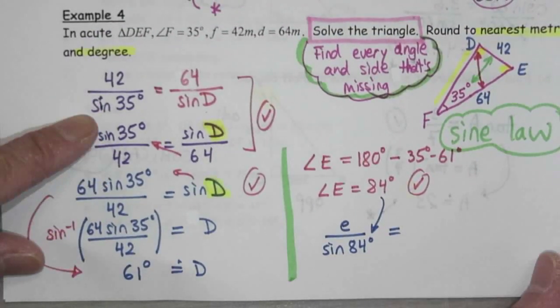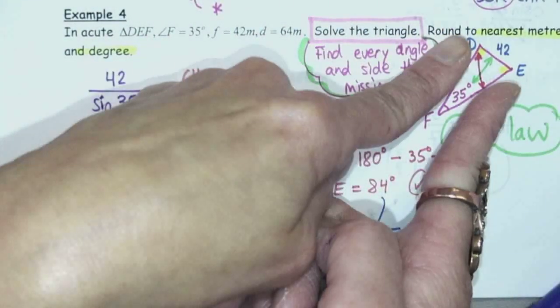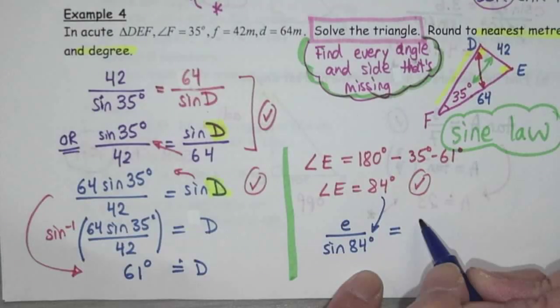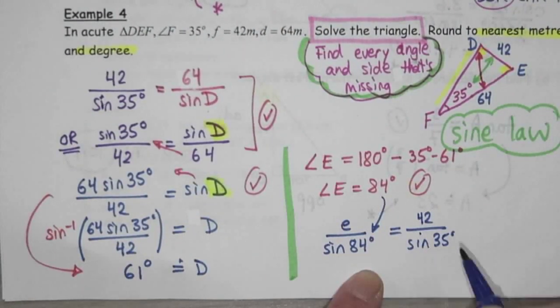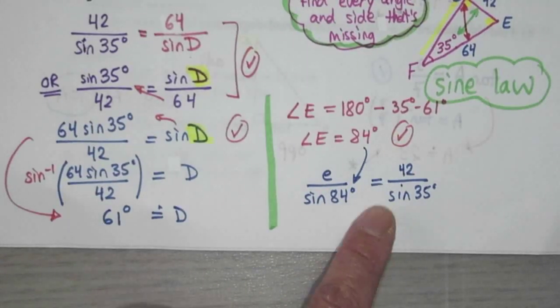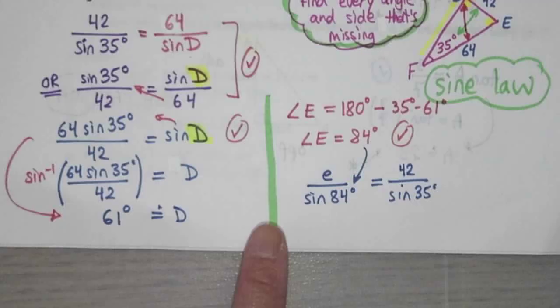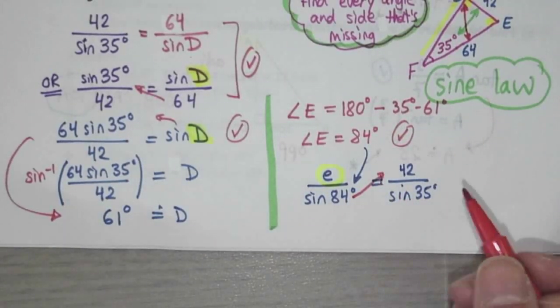I'm going to go back to my original, this one in purple, where I had the ratio here. I know that it is still 42 to sine of 35. That is my original ratio, so we're going to use that twice. If you write it this way, with the variable on top, it's easier. So my suggestion is to try to write it with the variable on top. That way I only have to bring this up.